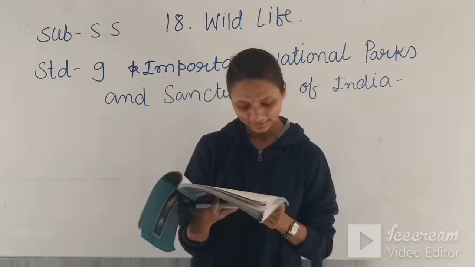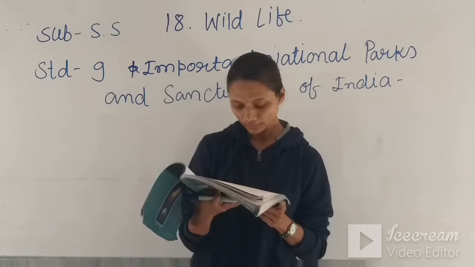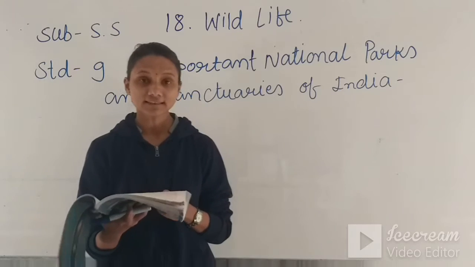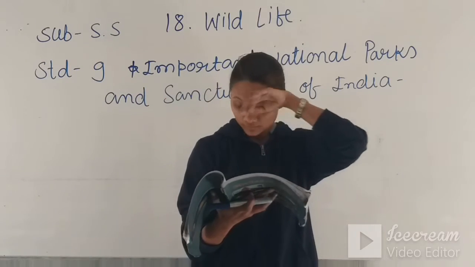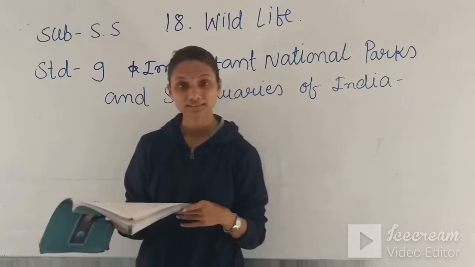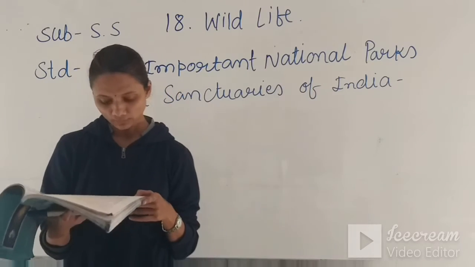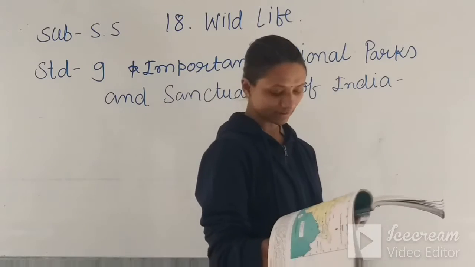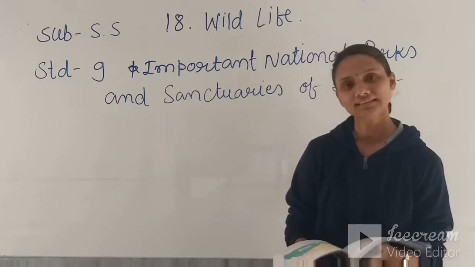Bandipur is there in Karnataka. Elephant, deer, hawk, wildcat sanctuary. Dachigam is there in Kashmir. Hangul, Kashmiri deer, musk deer can be seen. Corbett National Park is there in the Himalaya foothills. Tiger, elephant, leopard, deer are there.